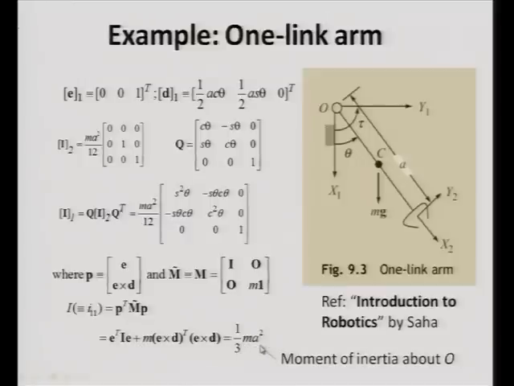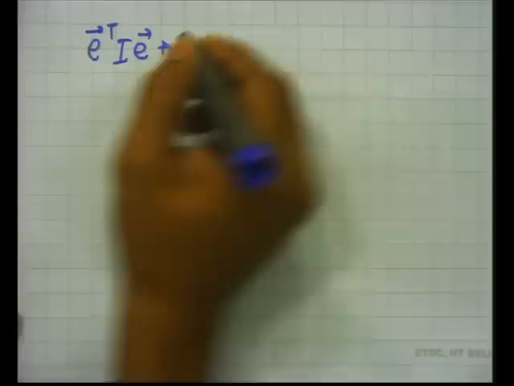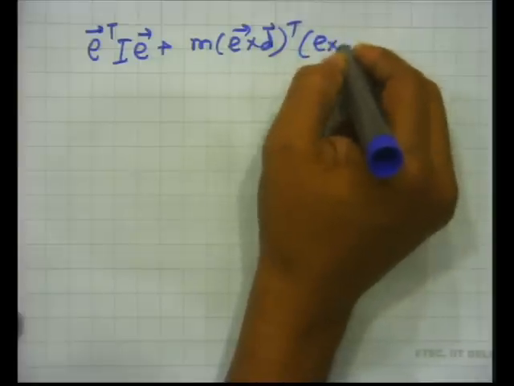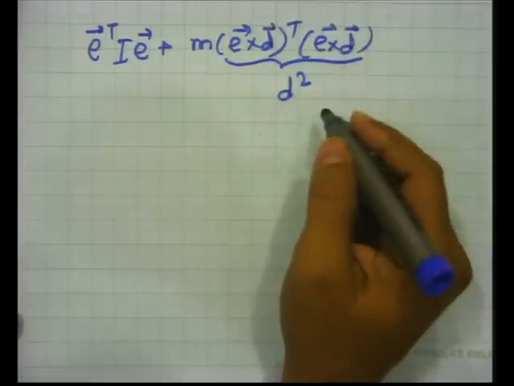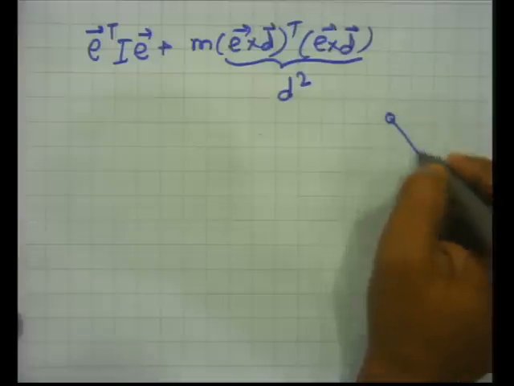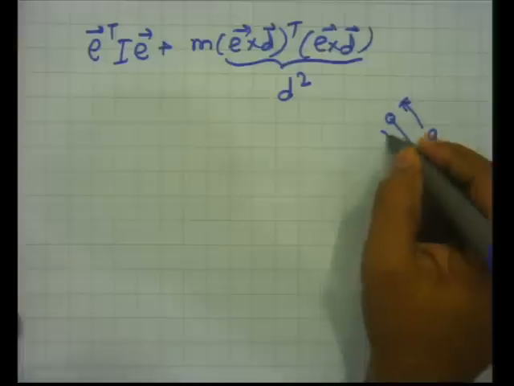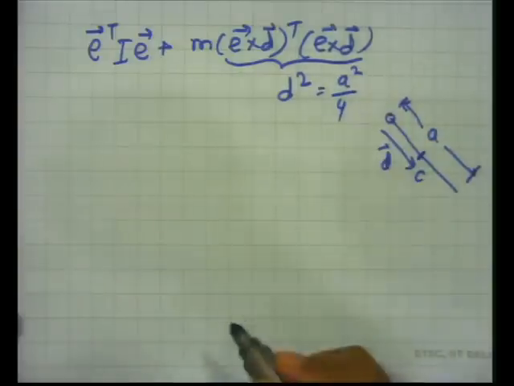Let me complete this job on this paper also. So, we have seen that M E cross D transpose E cross D, plus E transpose I E. So, this we got as D square, and if I am considering D is at the half of the link length, that means if this is my link length A, if D is half, then D square will be A square by 4.